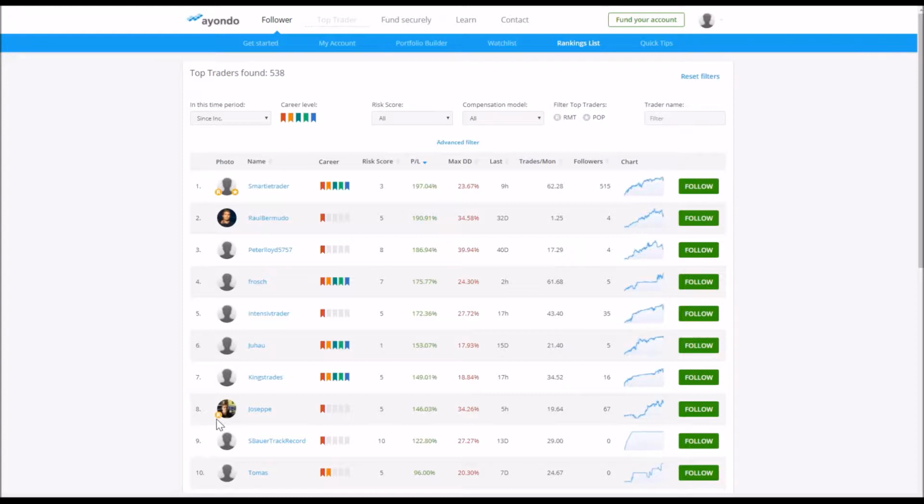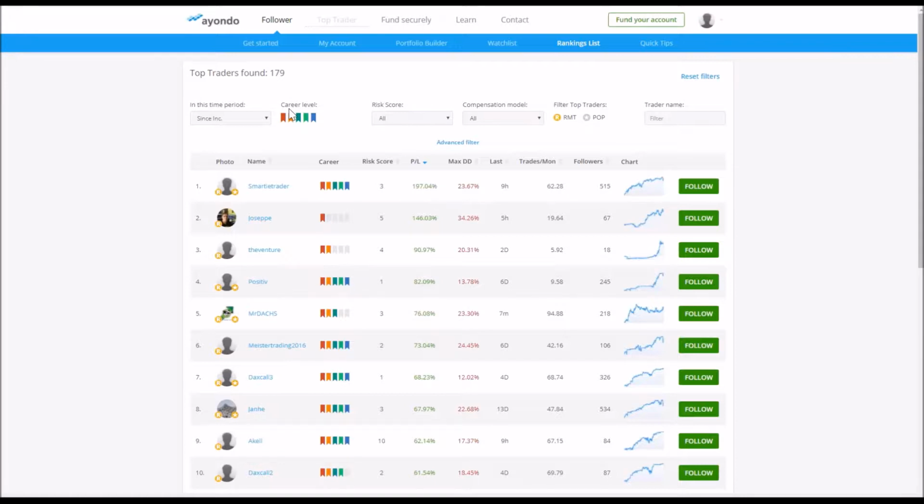As I'm sure you know, if you've ever traded on a demo account, the psychology is completely different once you switch to real money. So the first thing I do is filter the top traders by real money traders, and I can do that by clicking here, clicking on RMT. Let's do that. Right, big change. So now we've gone from 538 traders down to just 179 traders.